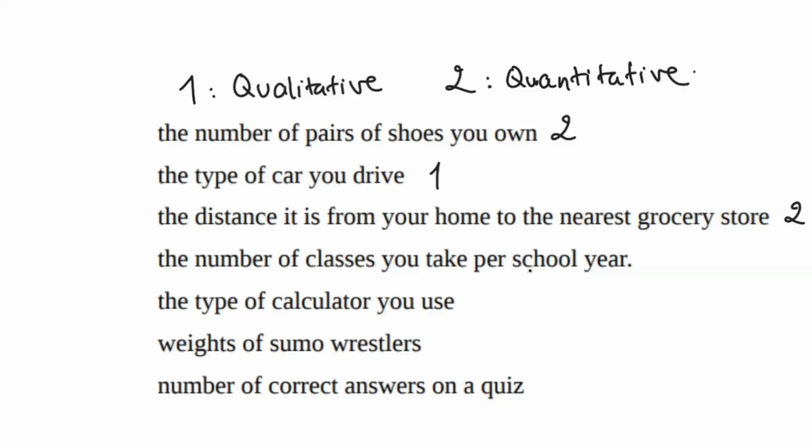The number of classes you take per school year. So this is quantitative data. The type of calculator you use. This is qualitative data because it's not a number, it's categories. Okay. Weight of a wrestler. So this is the weight, right? So this is quantitative data because it's a number. Number of correct answers on a quiz. So this is quantitative data because it's a number of answers.